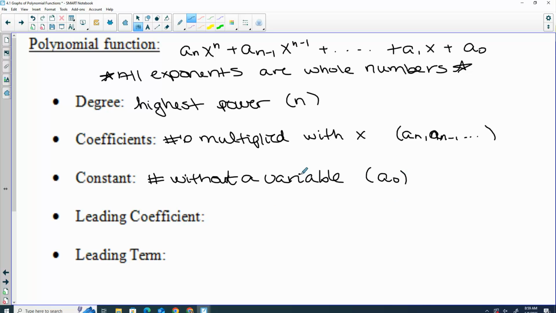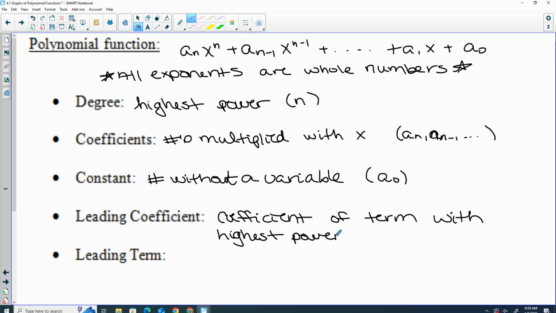The leading coefficient is the coefficient of the term with the highest power. So when looking up here, we have x to the n power. That was our biggest power, so our leading coefficient is a sub n. It doesn't necessarily have to be the first one. Things don't have to be written in decreasing order. A lot of times they are, but you should check.